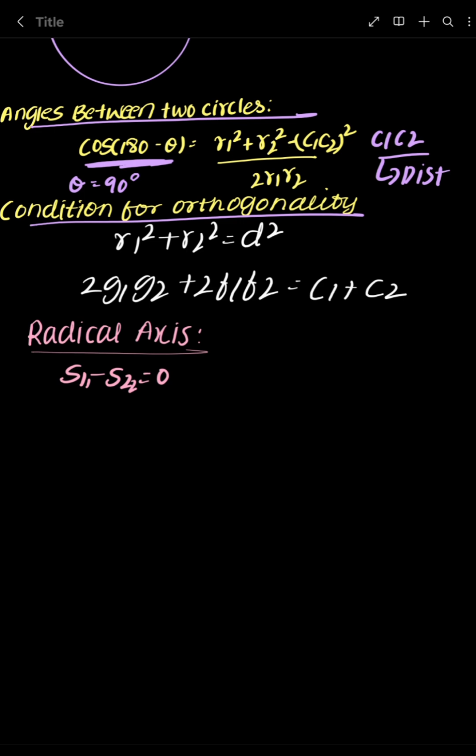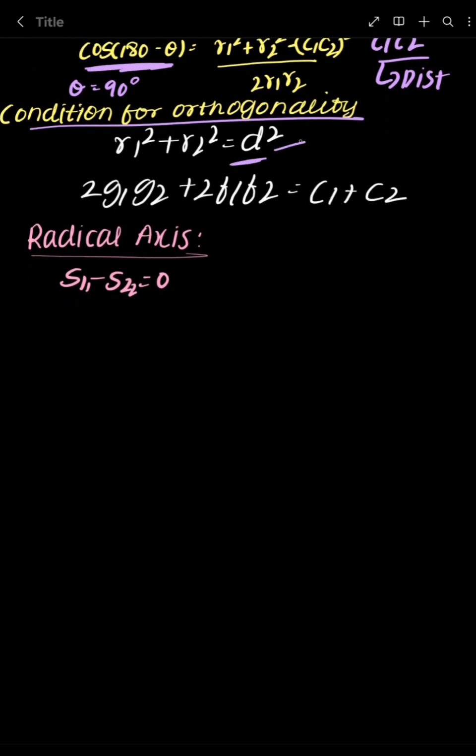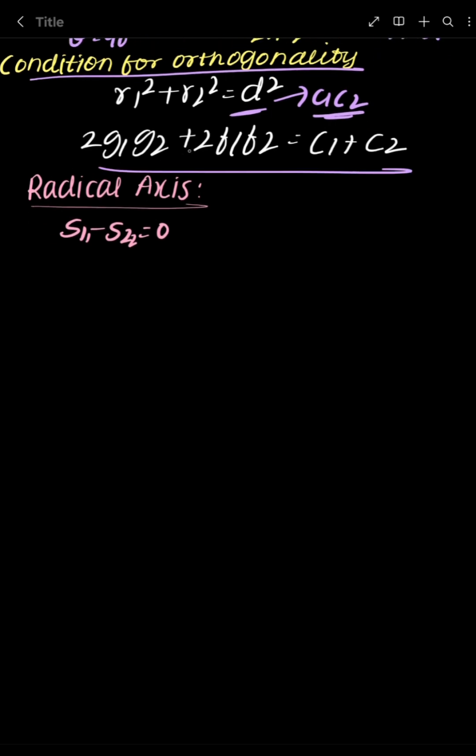Now you can understand how we got the first relation. D here is also C1C2. But you also get another relation, 2G1G2 plus 2F1F2 is C1 plus C2. This is not the distance between the centers. This is C1 plus C2 as in the constants that you get at the end of the equation.